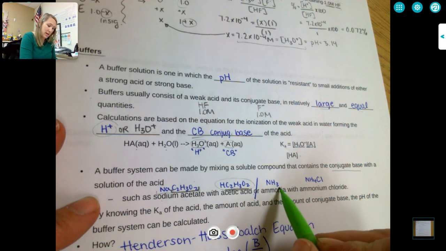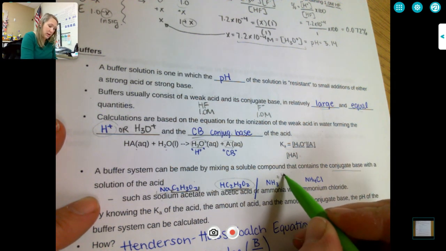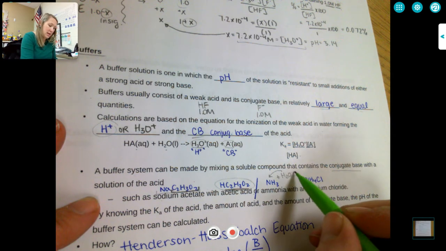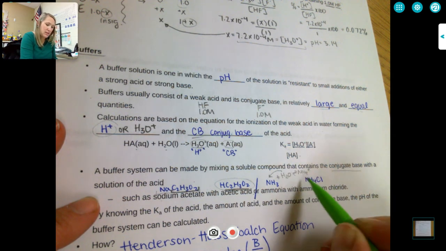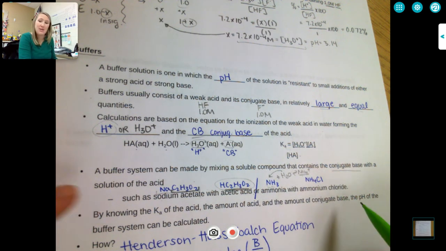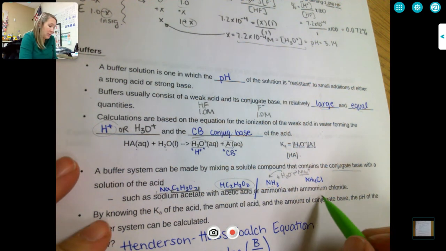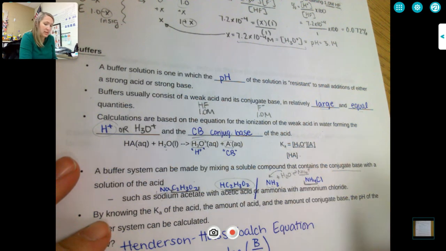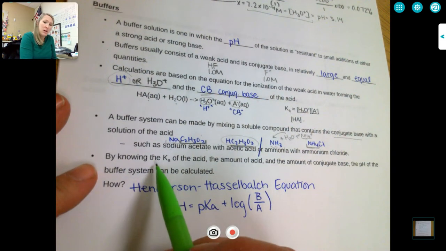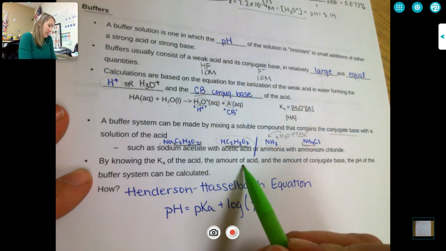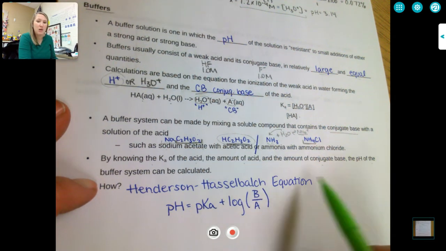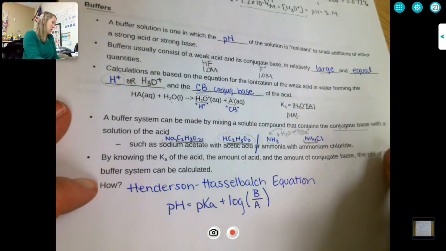If I have a weak base like ammonia, ammonia plus water is going to take in a hydrogen ion. So that's going to make NH4 plus, so that's its conjugate acid. So I have my weak base with a conjugate acid, so I need an ionic compound that provides that conjugate acid: ammonium chloride, NH4 plus, that is my conjugate acid. So this would be a buffer solution as well, a pairing of buffers. If we know the Ka of the acid, the amount of the acid, and the amount of the conjugate base, the pH of the buffer solution can be calculated. And we're going to use something called the Henderson-Hasselbalch equation.